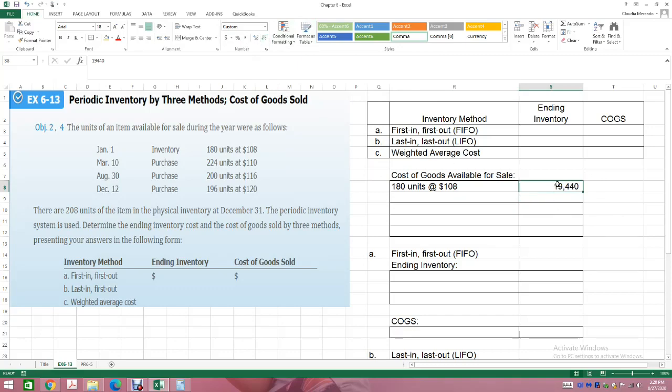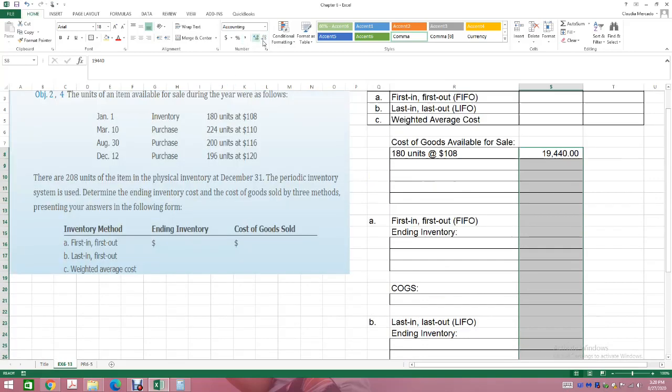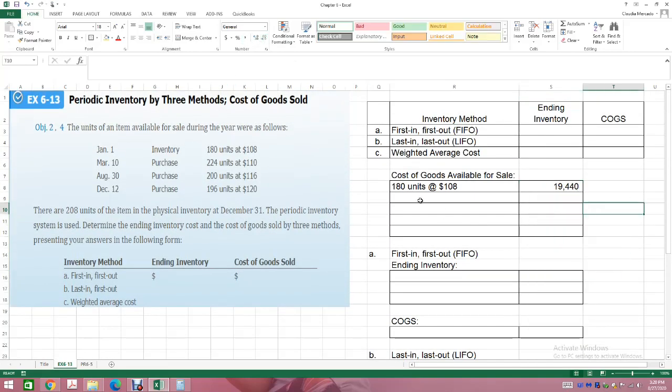Let me just put some commas in here. It just makes it clearer for me. Okay, so we're going to do the same thing for our next transaction.